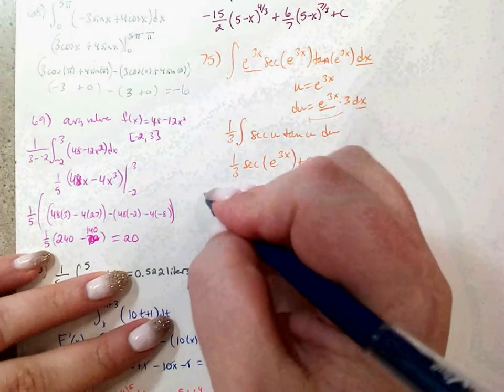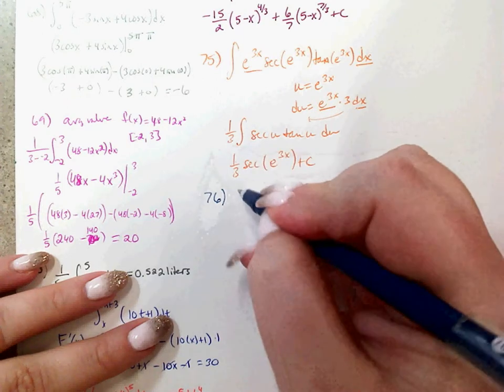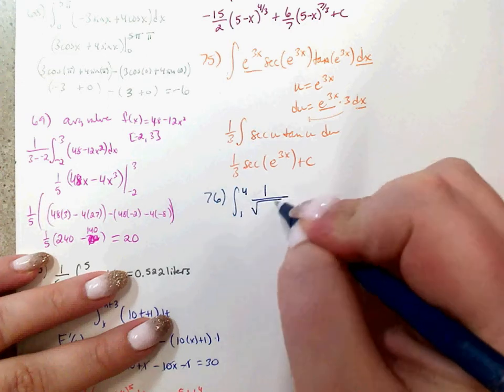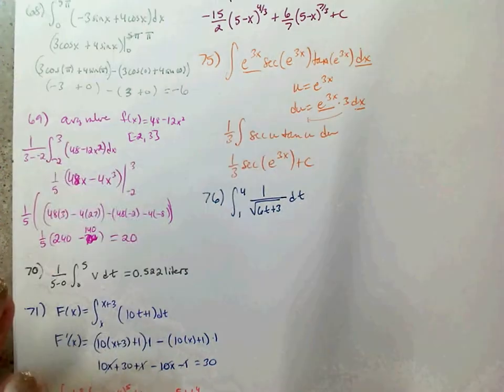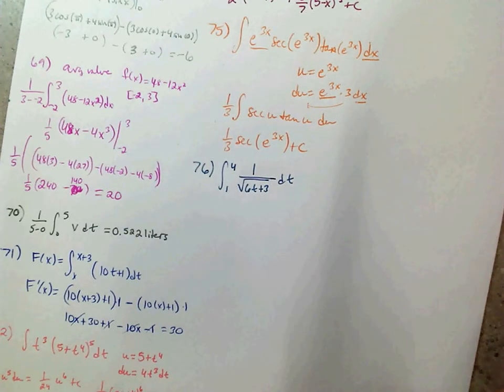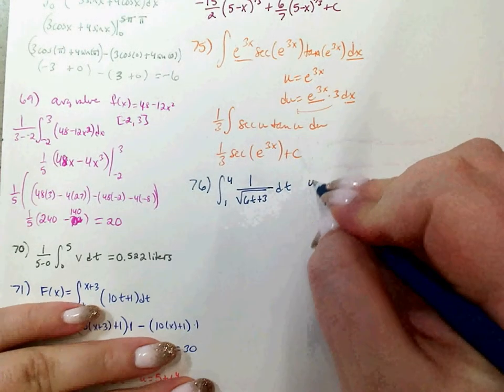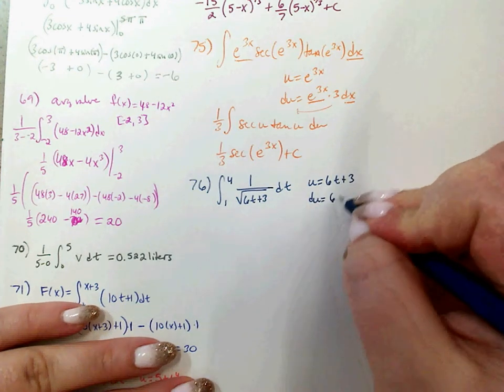Number 76 says, evaluate the following definite integral, the integral from 1 to 4 of 1 over the square root of 6t plus 3 dt. So this is definitely use substitution, and it's not a natural log situation because even though it's just an expression in the denominator, it's not raised to the power of 1, it's raised to the power of 1/2 in the denominator. So we're going to use u equals 6t plus 3, du equals 6 dt.